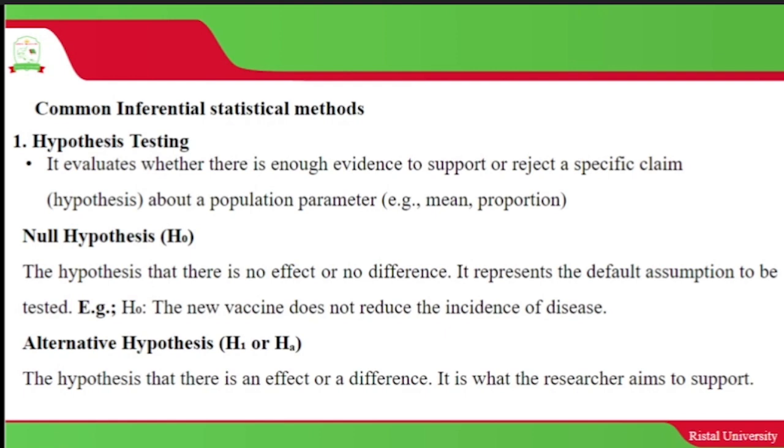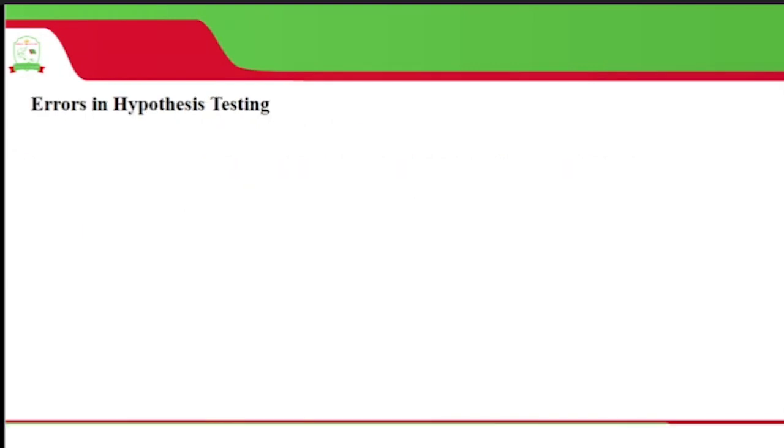And the alternative hypothesis is usually the hypothesis that there is an effect or there is a difference. And it is what the researcher aims to support. Okay? So it is usually the alternative hypothesis that the researcher aims to support, and the null is the opposite. Okay?